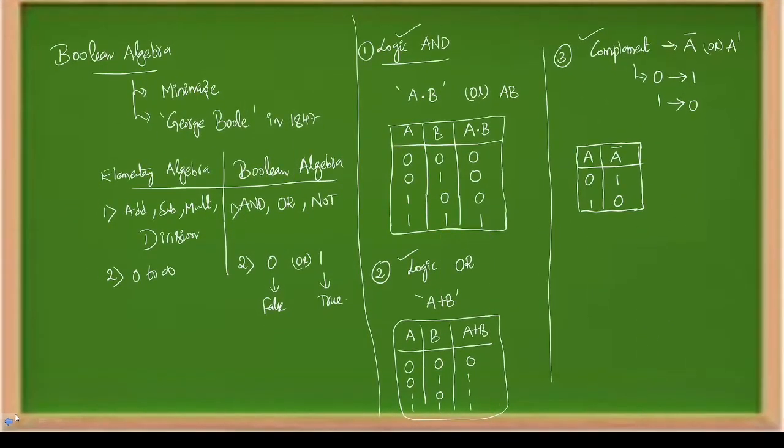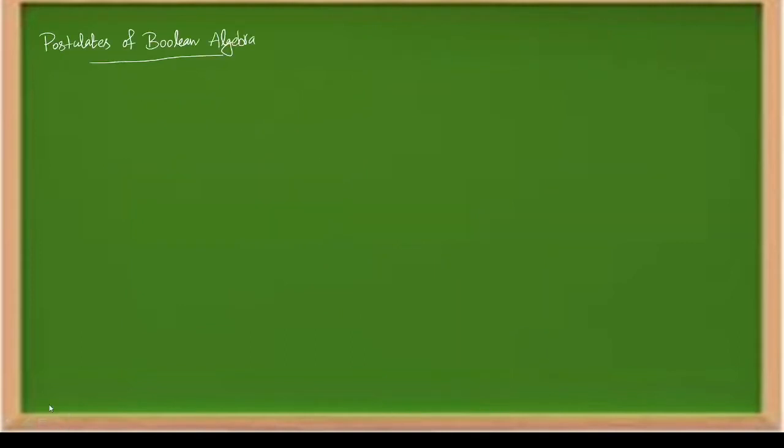Hi friends. In the last class, we have seen some basic operations in Boolean algebra. Now in this class, we'll try to understand some of the postulates of Boolean algebra because with the help of these postulates only, we can minimize the switching function easily. So let me go through that.